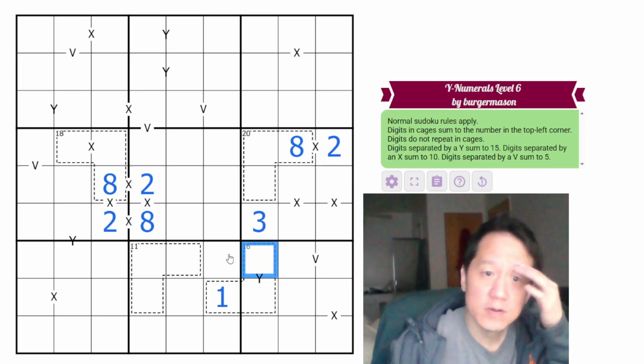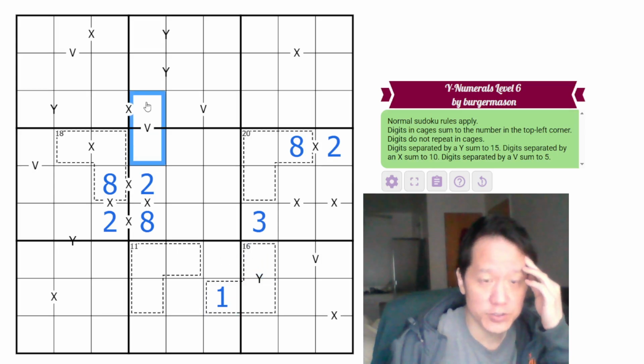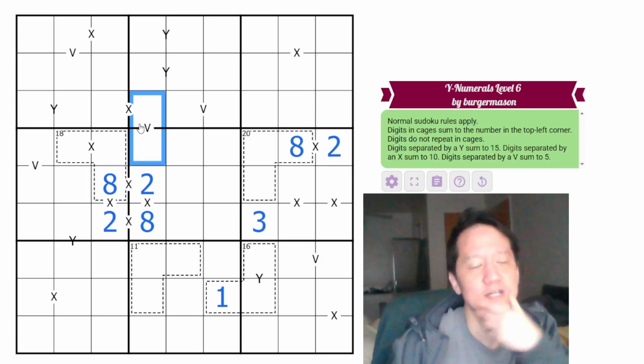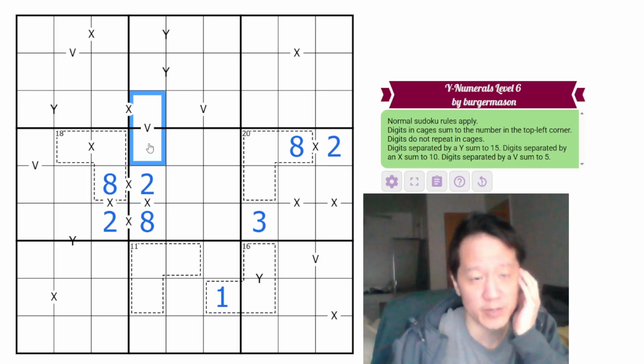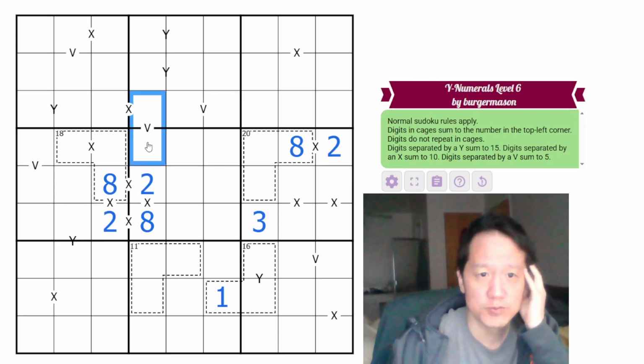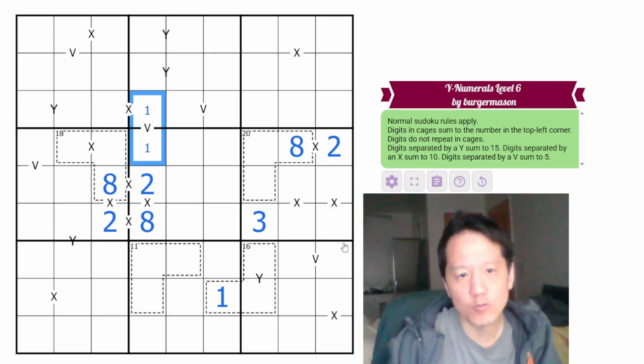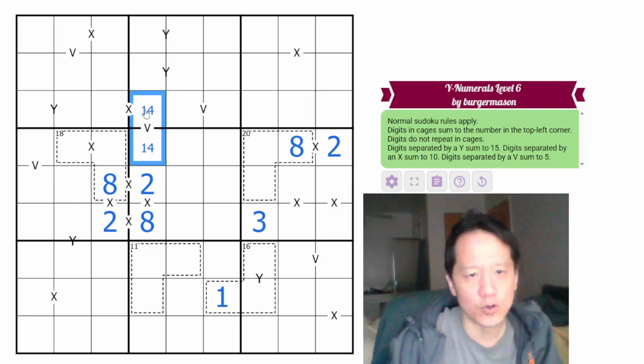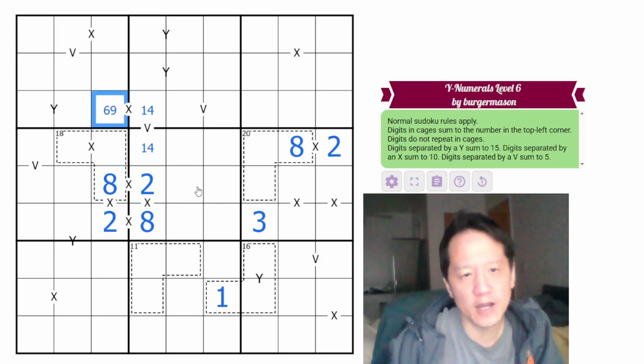Well, this cage also cannot contain a 2. Or sorry, not cage. These two digits cannot contain a 2. So 2, 3 is ruled out. Therefore, this must be 1, 4. And since this is 1 or 4, and this is 1 or 4, this has to be a 6 or a 9 here.